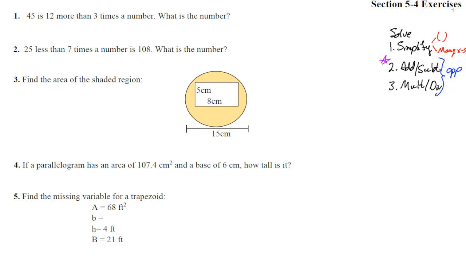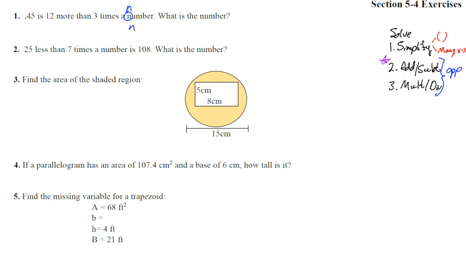Here we are in section 5-4, exercises numbers 1 through 5. Number 1, we're going to translate this into an equation with a variable. So notice 45 is 12 more than 3 times a number. What is the number? That is our variable right there. We're going to use an n.